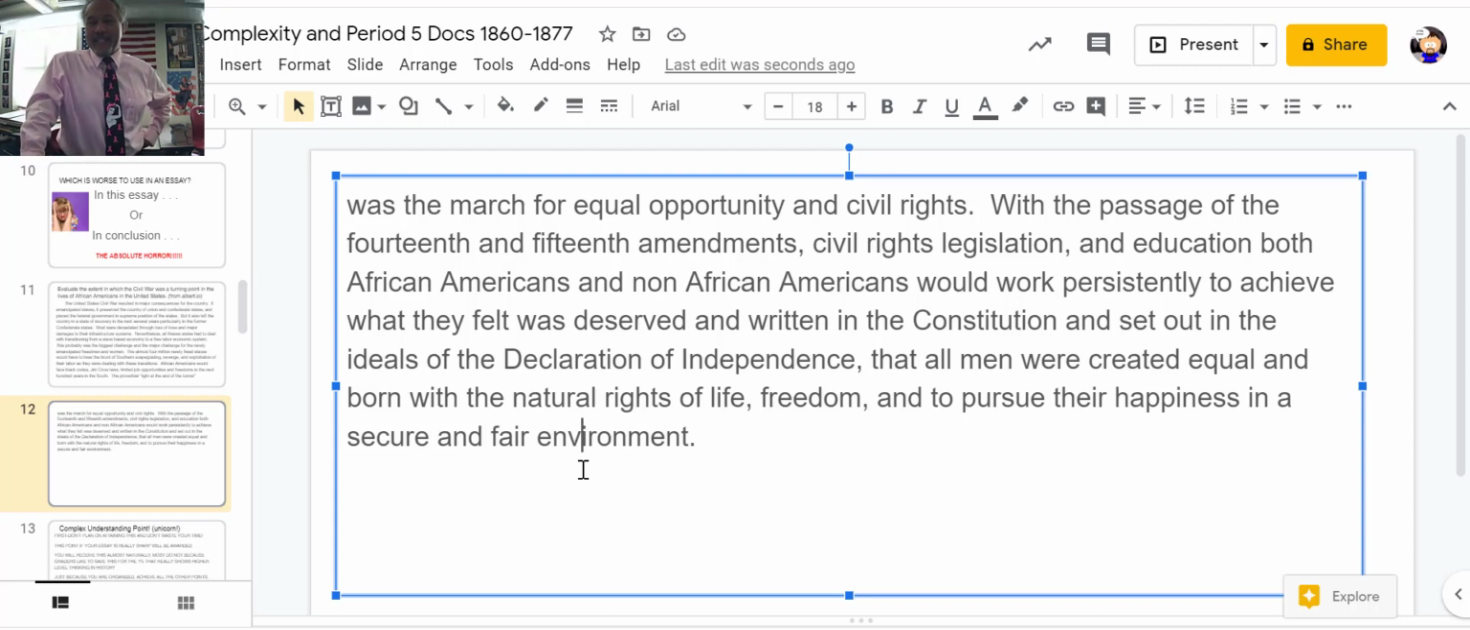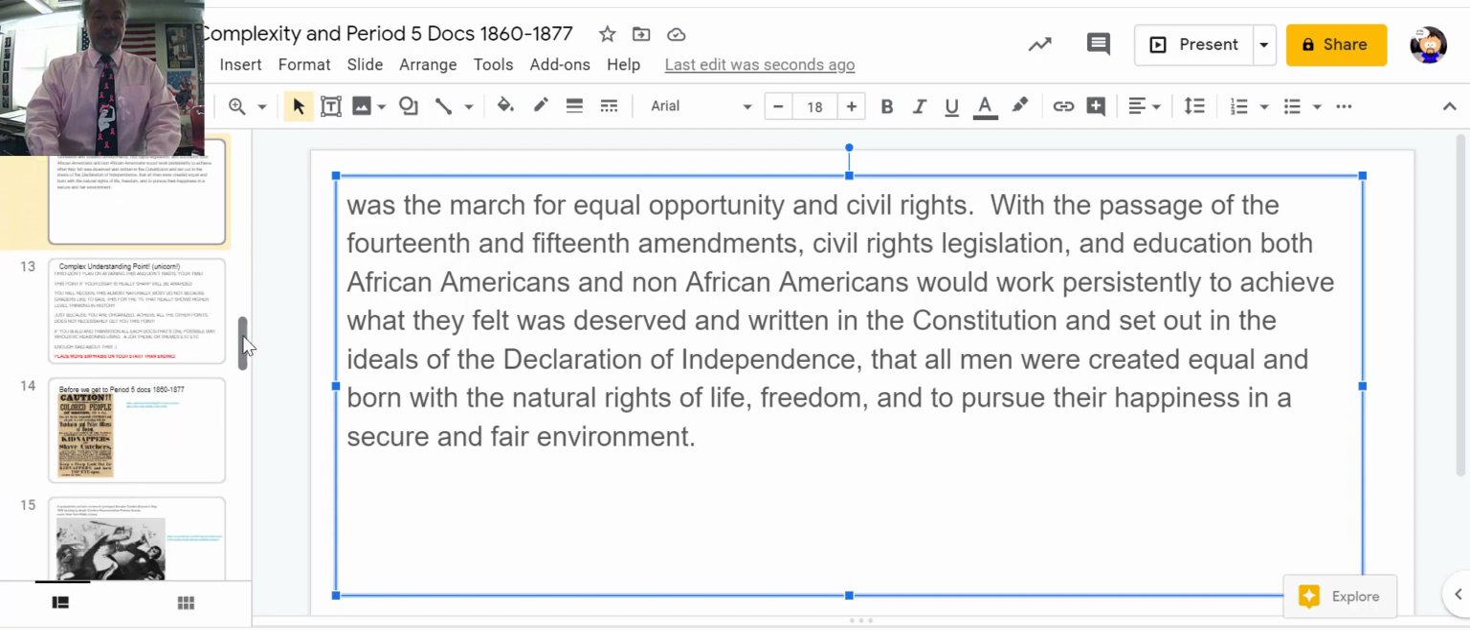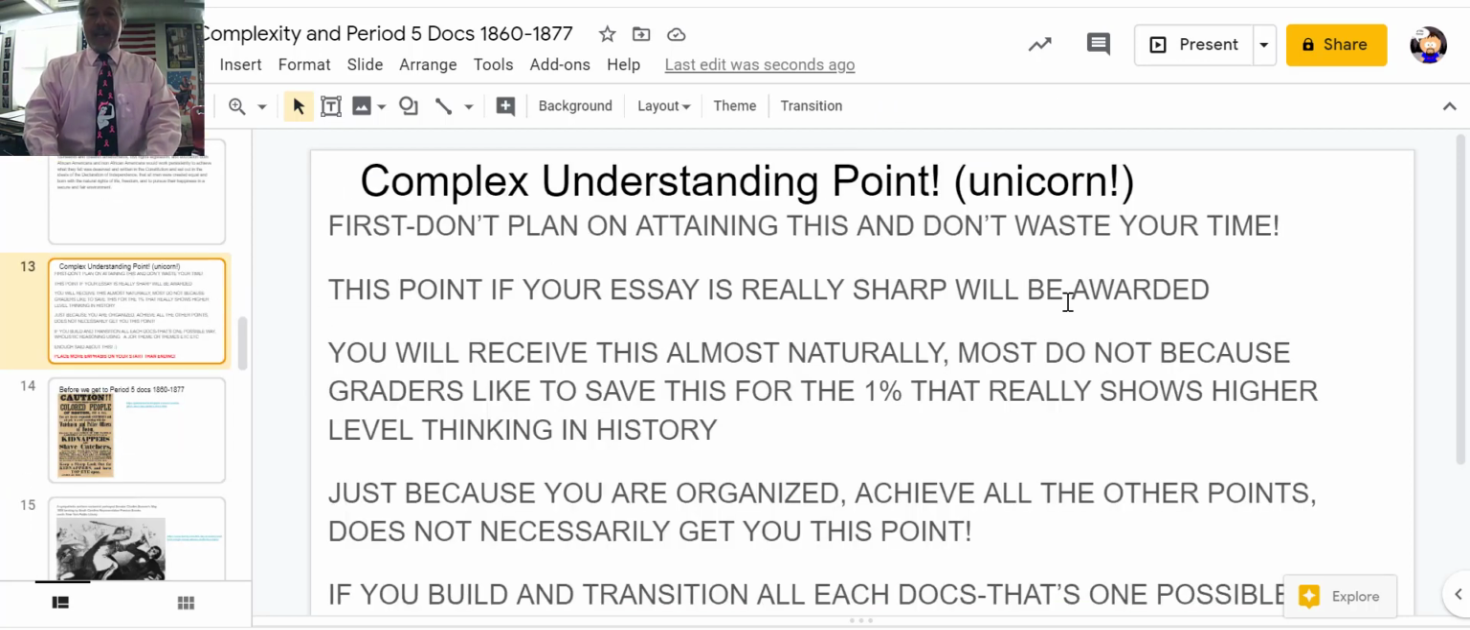I don't spend a lot of time on that. Try to restate your thesis in a way and maybe sharpen it up a little bit. Don't offer too much. Don't try to redo your body in there with evidence. And again, I looked ahead here towards Reconstruction, a little bit of the after effects you want to put in there. Good. All right, complex understanding.